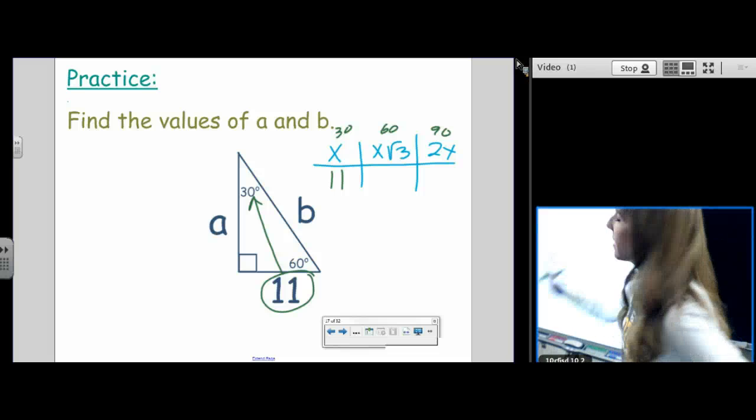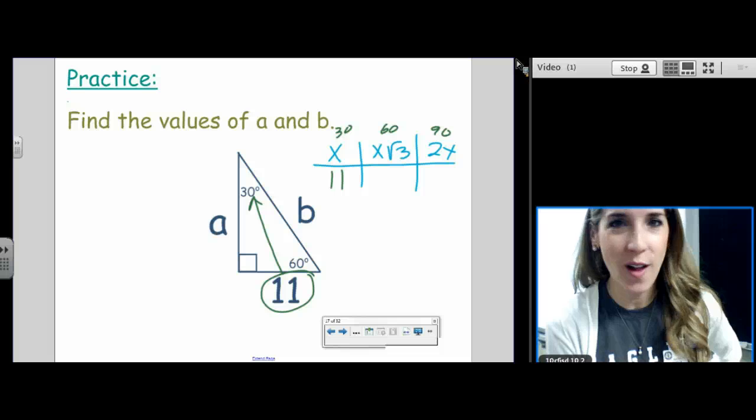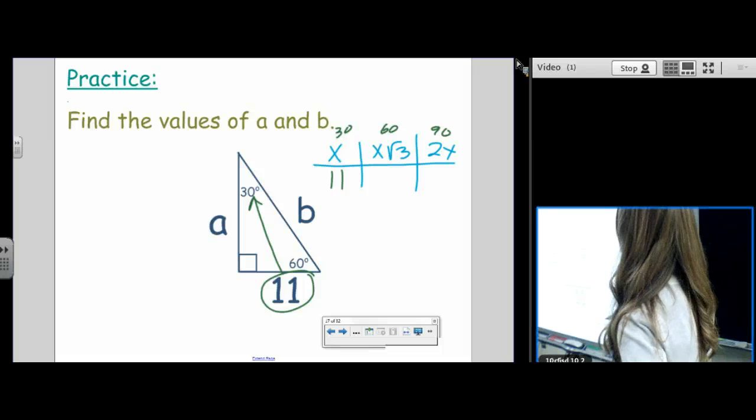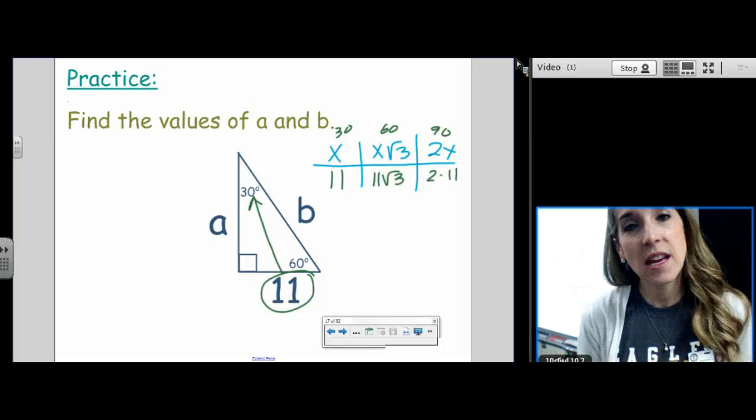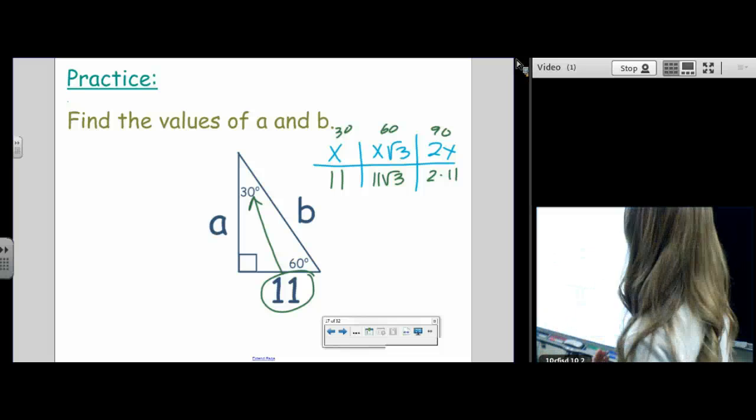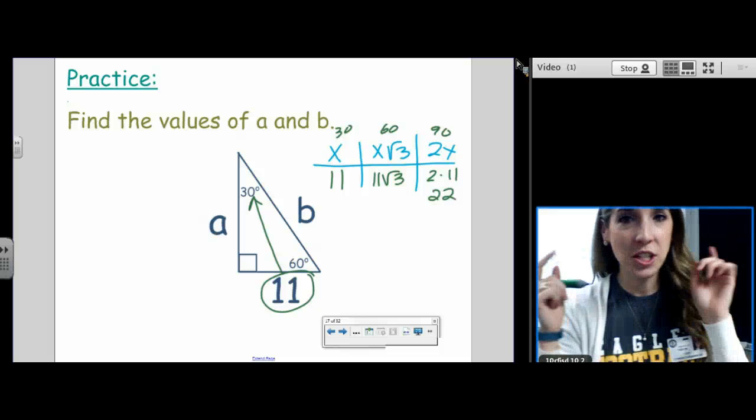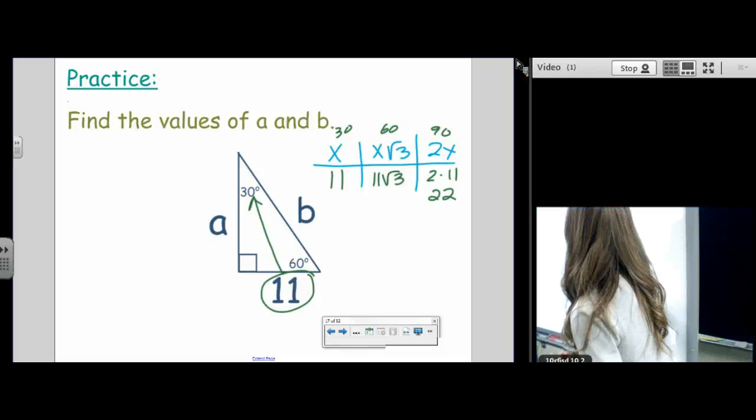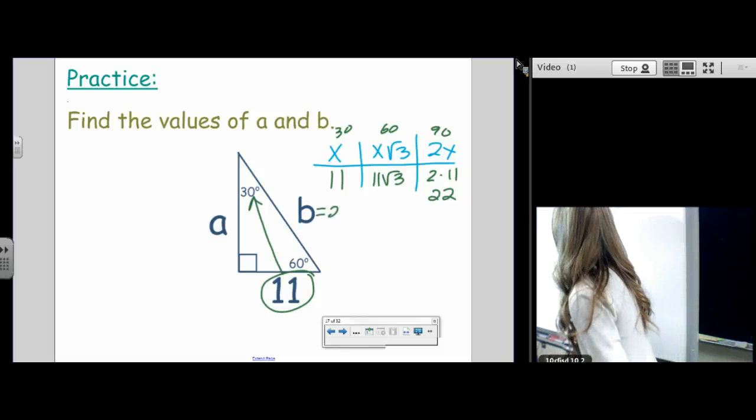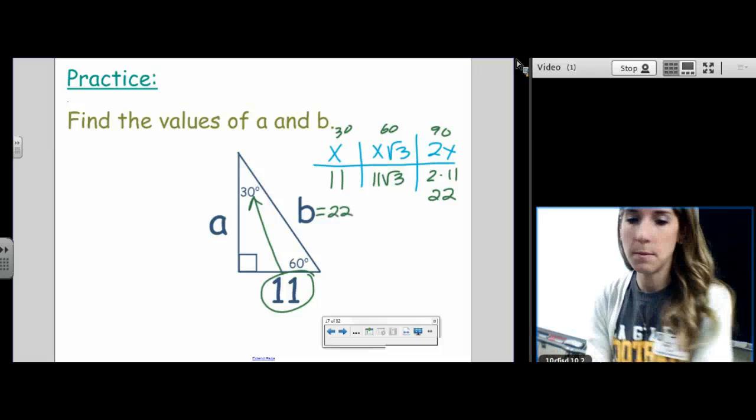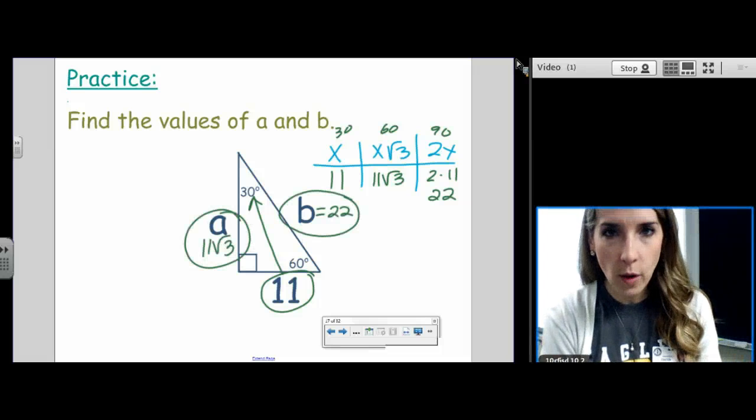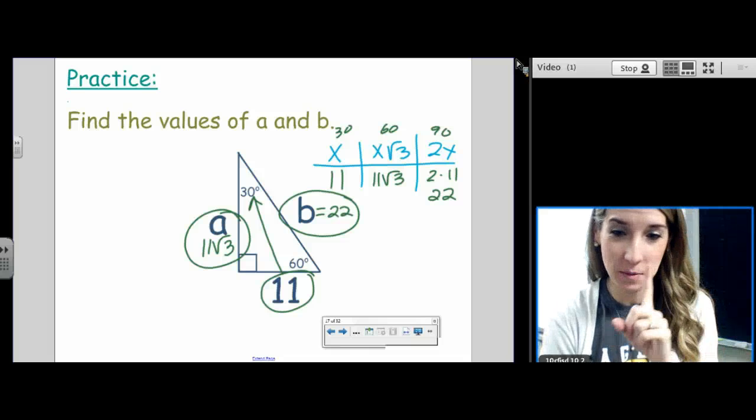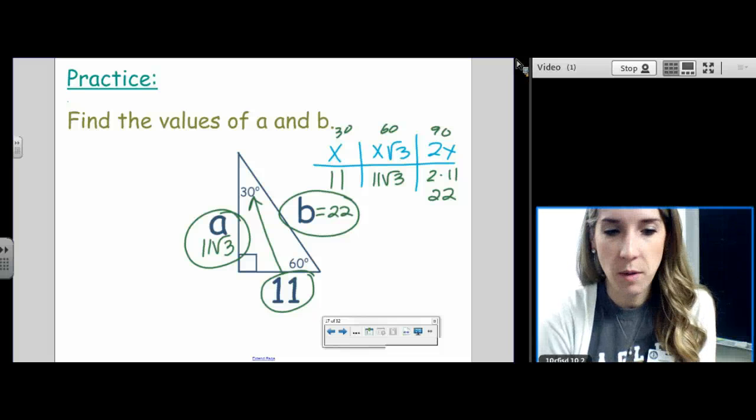Okay, so once you put the side in the right column of the chart, you just follow the chart. X root 3, 2x. If any of the columns need simplifying, you would simplify them. And then you just put the sides right back on the triangle where they go. You put the largest one across from 90, and the medium one across from 60. So A is 11 root 3, and B is 22. We were able to avoid the Pythagorean theorem once again. You can't use the Pythagorean theorem with just one side, right? We couldn't have even solved this problem if we didn't know the pattern.